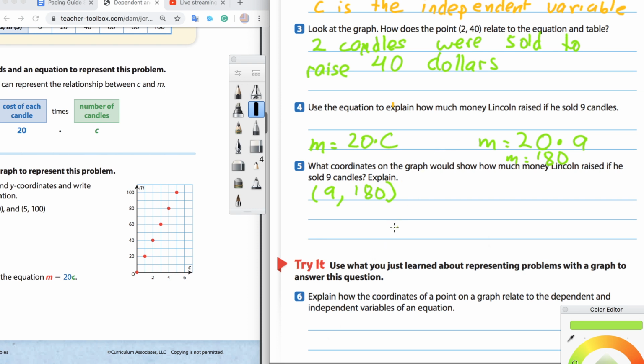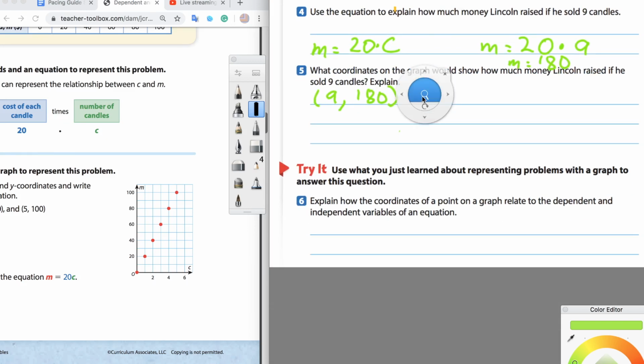Now, it says part 6, you need to try this, okay? Explain how the coordinates of a point on the graph relate to the dependent and independent variables of an equation. So it's just asking you, how do these two letters, or how do the coordinates on the graph relate to the dependent and independent variables? So it's asking us about these numbers right here, the 2 and the 40. How do they relate to this equation?